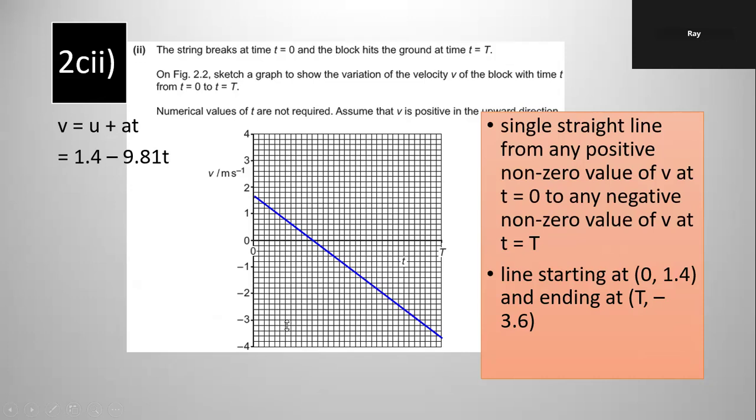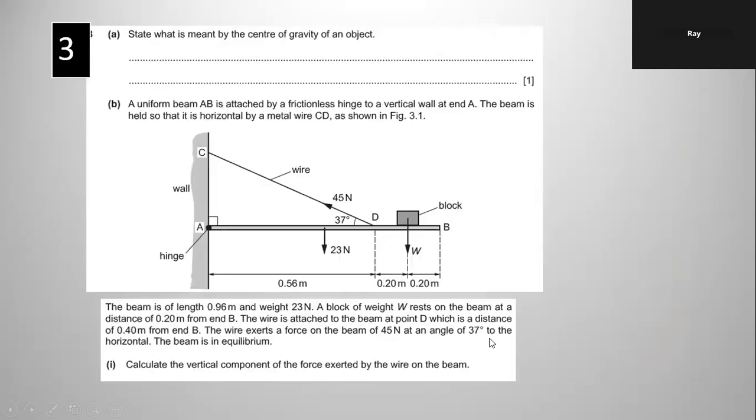Anything you don't agree with? Yeah, I got the same answer. Make sure the numbers are correct. Where you reach the starting point is correct. There's a second point ending at t equals T, at minus 3.6.